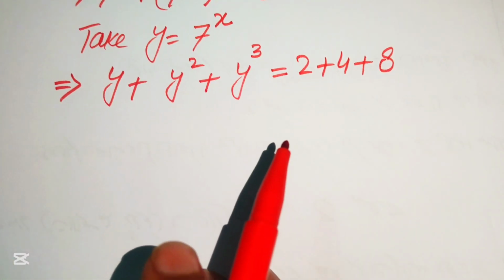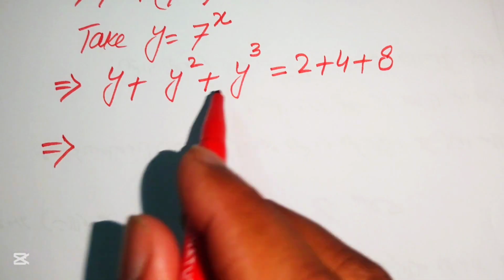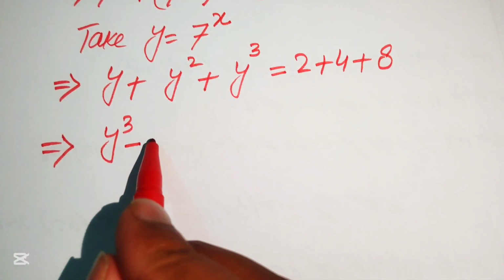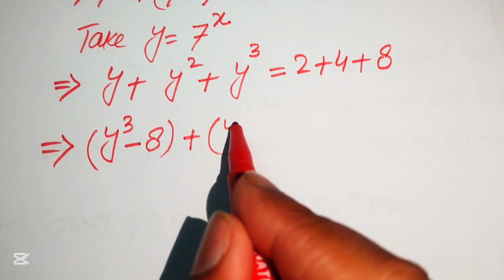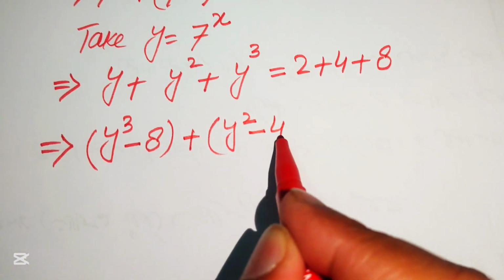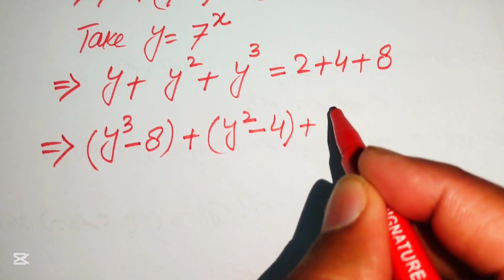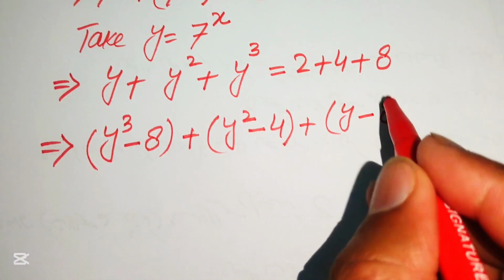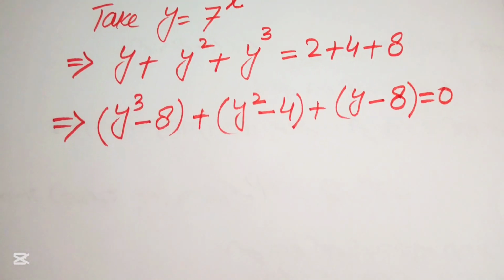And now after that we move all these terms from the right hand side to the left hand side. First we will write y cubed, and we make the pair of y cubed with 8, and plus we have y square, and we move this plus 4 to the left hand side and it will be written as minus 4. We make the pair of y square with 4, and the remaining terms are y on the left hand side and 8 on the right hand side. It becomes minus 8, and this whole equals 0.